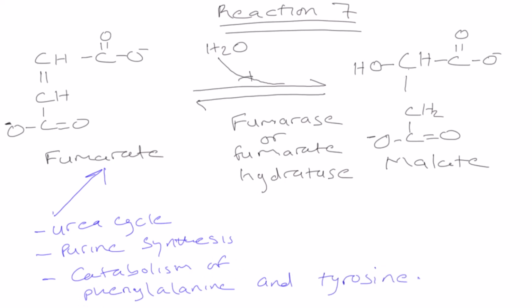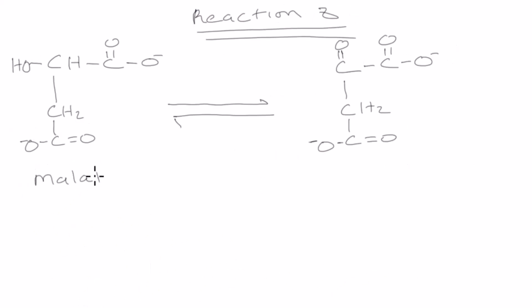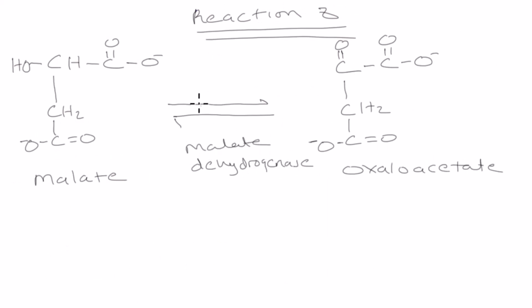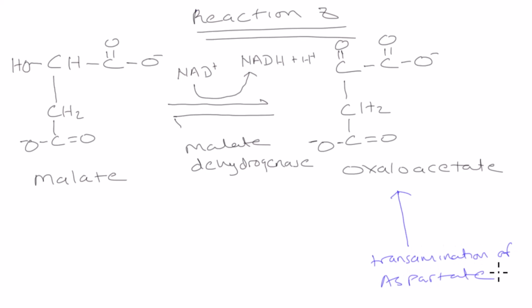In the next reaction, malate is oxidized to oxaloacetate by malate dehydrogenase. This reaction produces NADH. The delta G of the reaction is positive, but the reaction is driven in the direction of oxaloacetate by the highly exergonic citrate synthase reaction. Of note, oxaloacetate is also produced by the transamination of the amino acid aspartic acid.